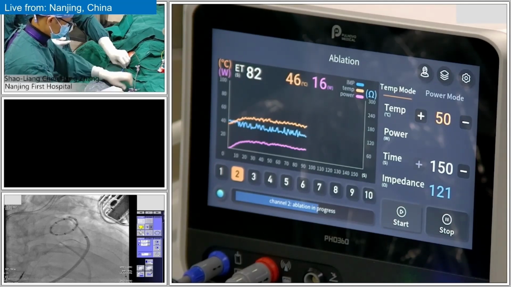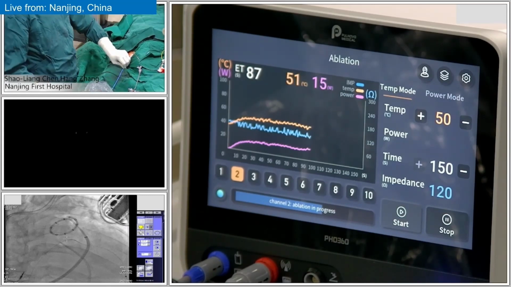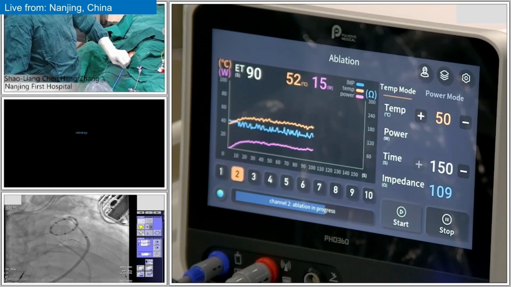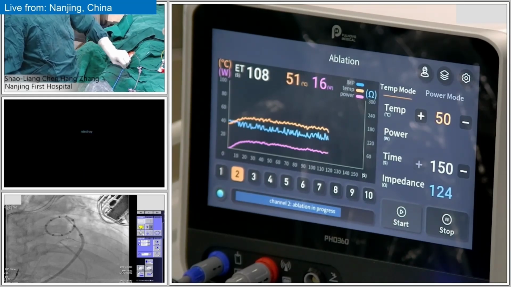Okay, let's see how much the mean pulmonary arterial pressure changes. Right now the mean pressure is 38 to 39. It looks good. How much is the temperature? Even 52. Yes. Why? Because they designed the upper limit of temperature as 50. So once the temperature is greater than 50, the machine will automatically terminate the ablation.